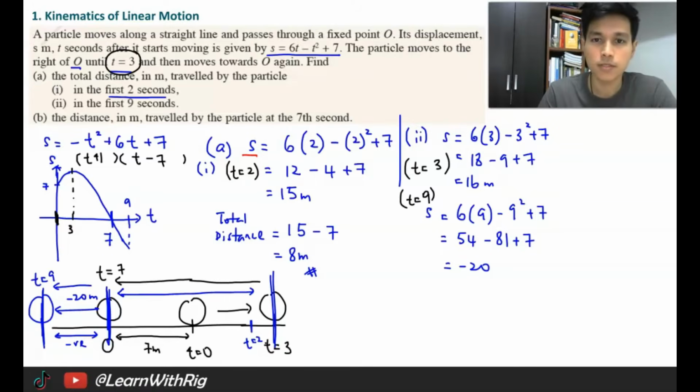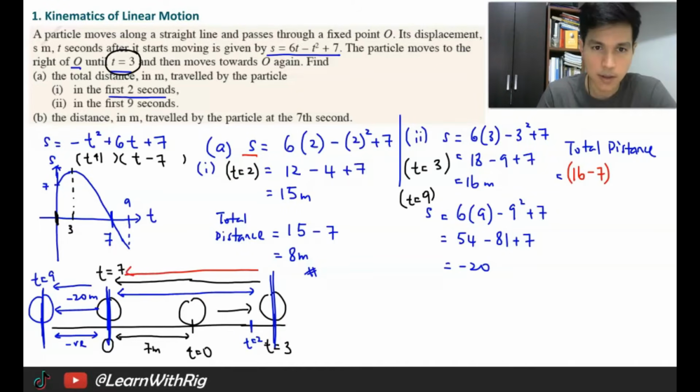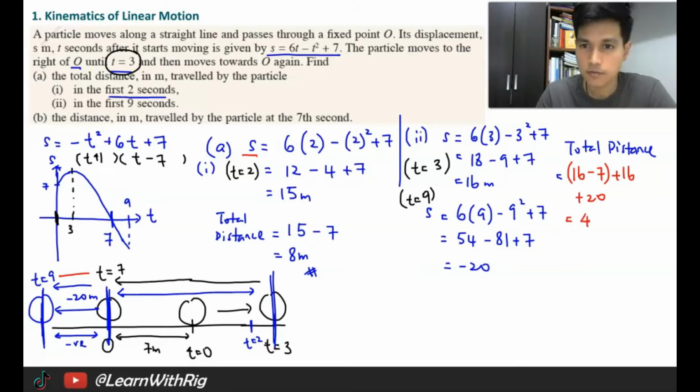Okay, so what's the total distance? Total distance should be, so from this position here to here, right? How to find the distance here? You take 16 minus 7. And then from this position you travel all the way back, which is 16 meters again. So plus 16. And then you travel another 20 meters to the left. So you plus 20. Okay, so this one is 45 meter.